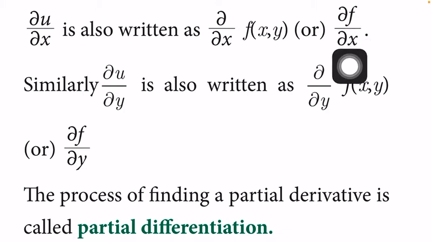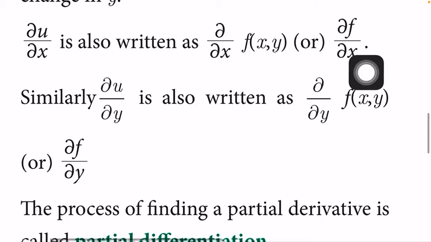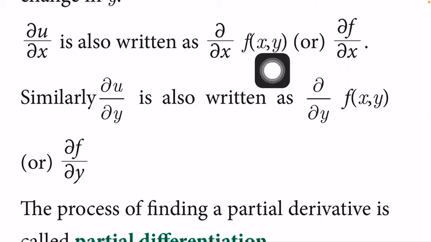That means we are differentiating the function f with respect to x. But f is a function with two variables, but we are differentiating f with respect to x only. This is known as the partial derivative, and this notation we call dou by dou x. Usual differentiation we used to write as d by dx, isn't it? Here the partial differentiation we denote as dou by dou x.